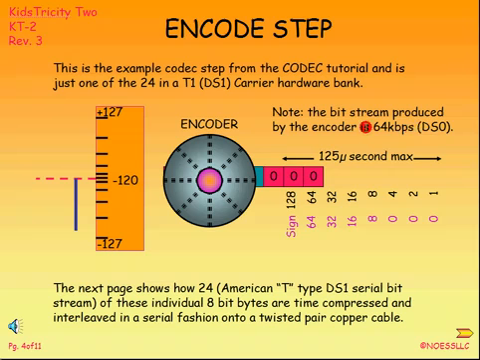So we're going to create a signal known as DS0, digital signal level 0. It's usually called DSO, even though that's a 0. They call it DSO. That's a 64 kilobit signal per channel, right? So the next page will show you the 24 channel or the American T-type system, DS1 serial bit stream, because we're going to interleave 24 of these guys, 24 of these DSOs, or 24 of these 64 kilobit signals, to create what's known as a T-type carrier system.